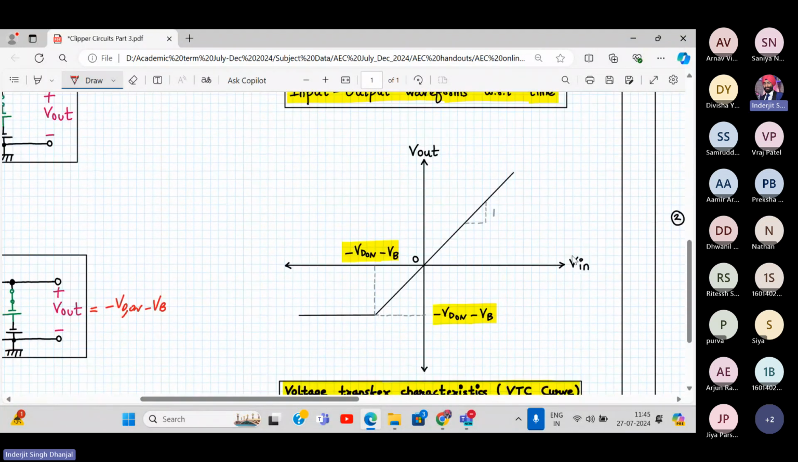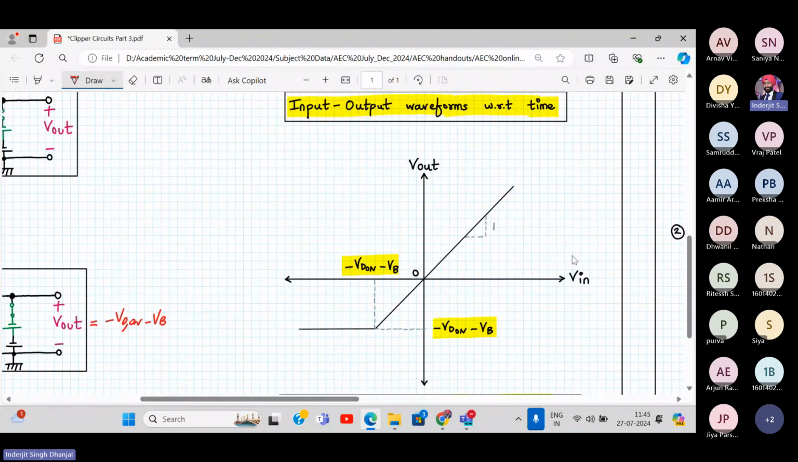Now, similarly over here, you saw the VTC curve in the earlier case, it was only minus VD on, right? Now it has become minus VD on minus VB. So this is my clipping level over here. Let me just highlight the clipping level. It's very important to understand the clipping level. This is my clipping level.